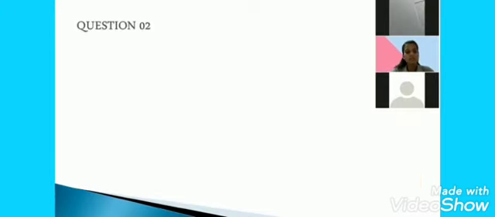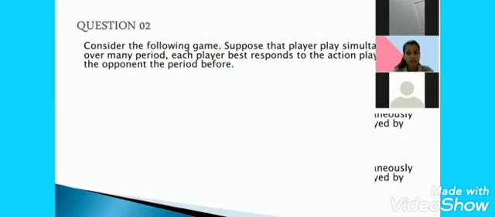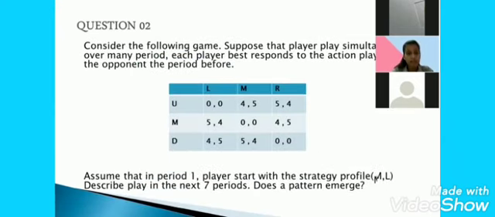Thank you, Pasindu. The second question is, consider this game. Suppose that players play simultaneously over many periods. In each period, each player best responds to the action played by the opponent the period before. Assume that in period 1, players start with the strategy provided, which are middle and left. Describe play in the next 7 periods and whether a pattern emerges.